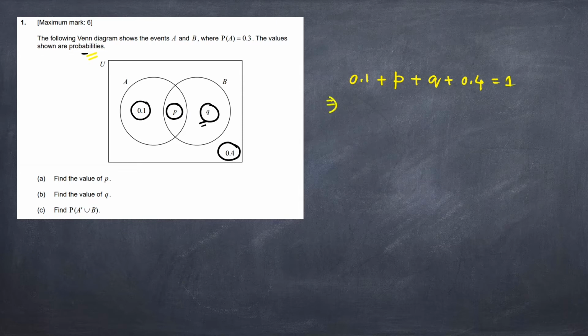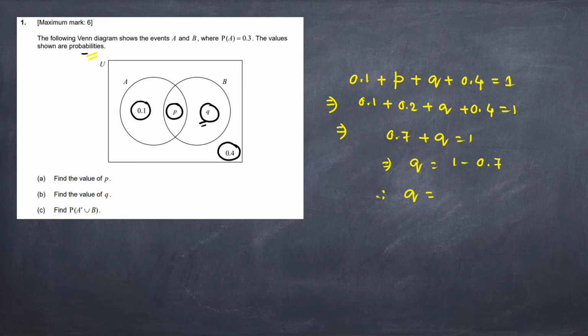From here we can write 0.1 plus the value of P was 0.2 plus Q plus 0.4 is equal to 1. So 0.7 plus Q is equal to 1. So we can write Q is equal to 1 minus 0.7. From here we get Q is equal to 0.3. So this value is also done. Now the next problem.